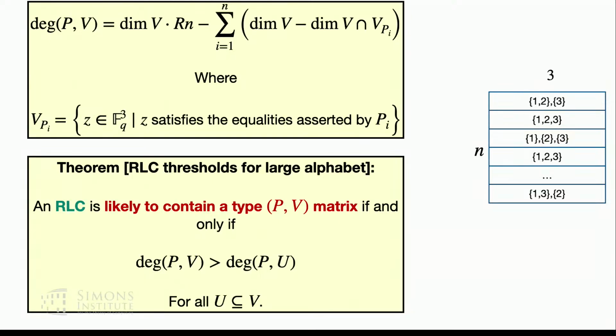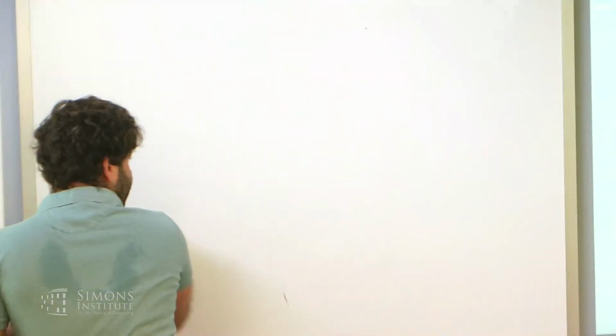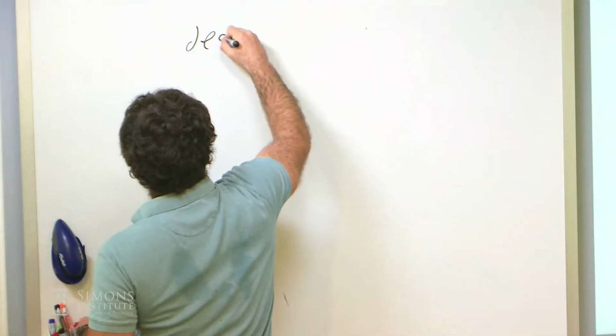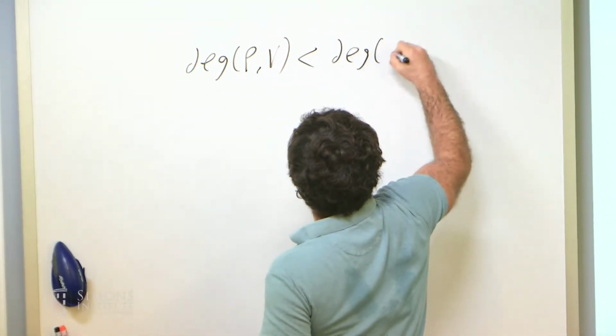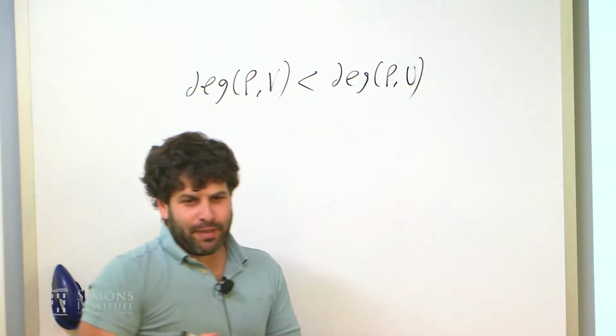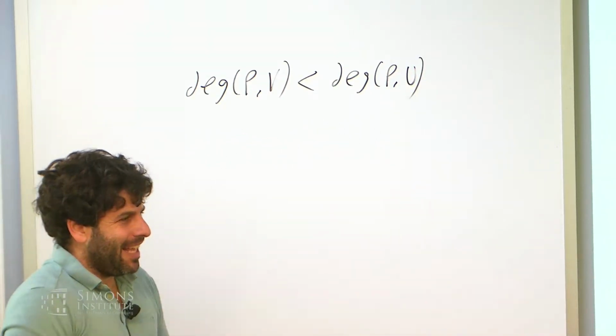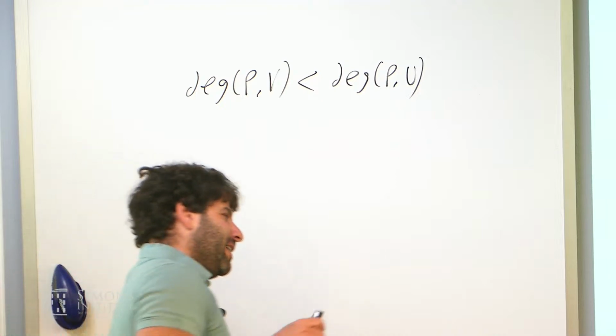So maybe the first question should be, this is an if and only if. So let's start with assuming that the degree of PV is less than the degree of PU. And here's what we're going to do now.